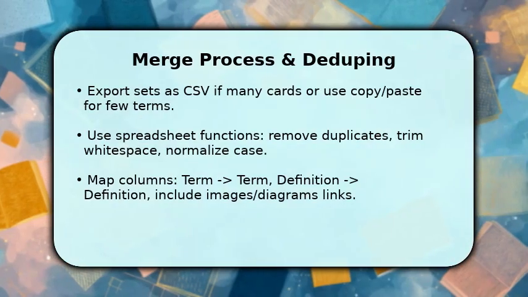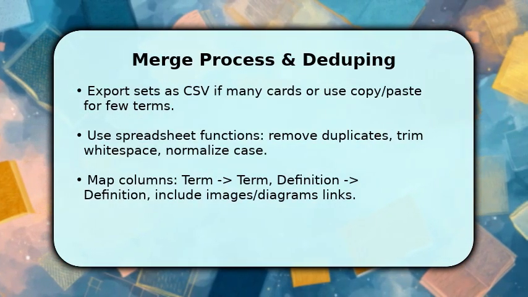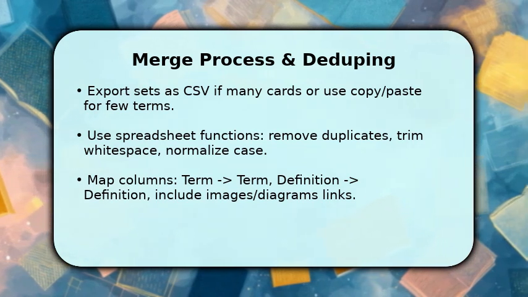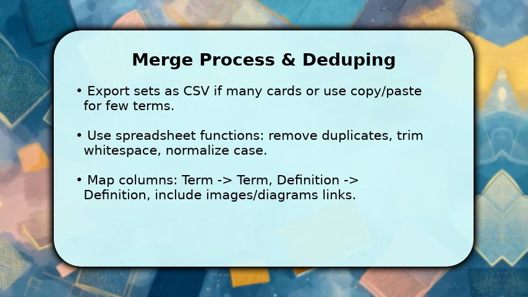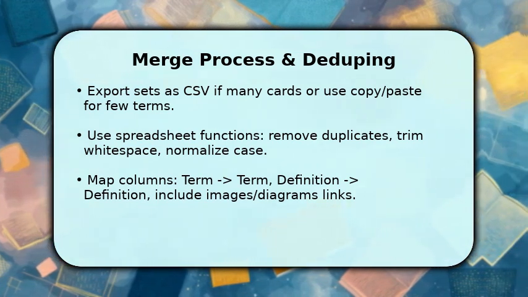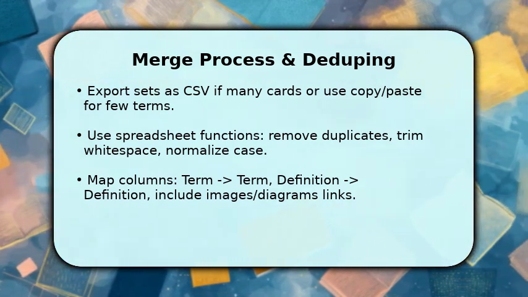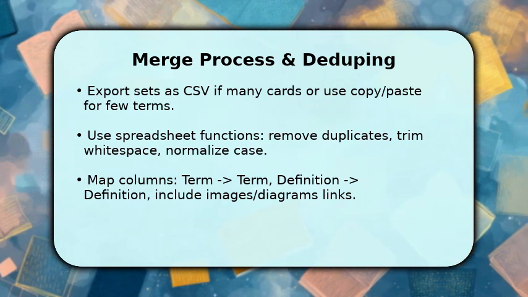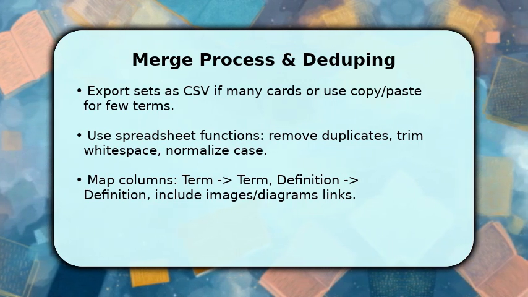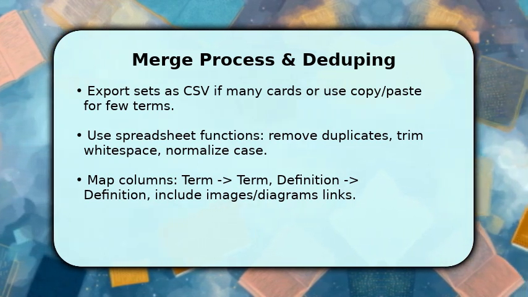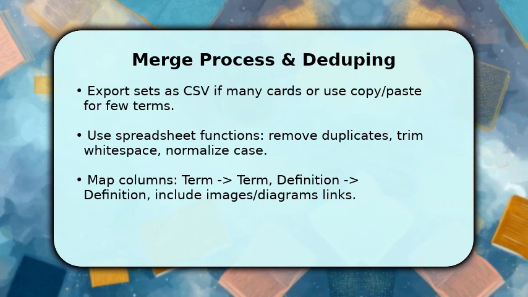You now execute the actual merge. If you have many cards, export each set as CSV and open them in a spreadsheet. Otherwise, copy and paste directly into Quizlet's editor. Use built-in functions to remove duplicates, trim whitespace, and normalize capitalization so terms match. Map columns precisely, term to term, definition to definition, and preserve image URLs if present.